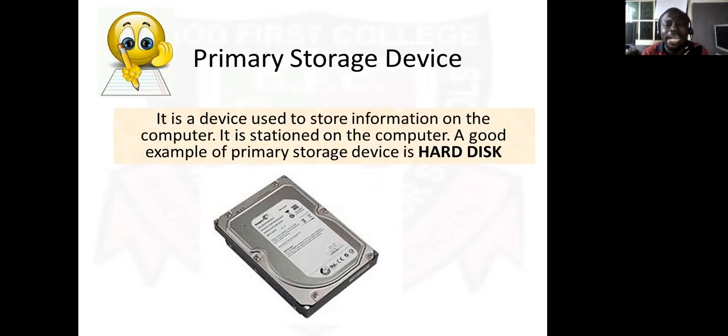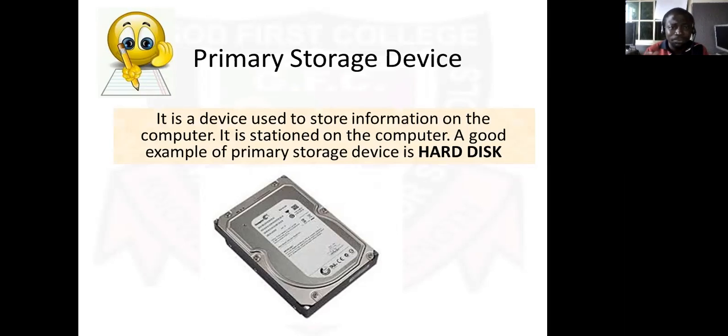Now, this hard disk varies in size. We have 40 gig, we have 60 gig, we have 120 gig, we have 320, 500 gig, terabytes, name them. It varies according to the kind of computer that we are talking about. For desktop computer, the hard disk is big and heavy. Can you remember how you carried the hard disk last term? It was big. It was very, very heavy as well.